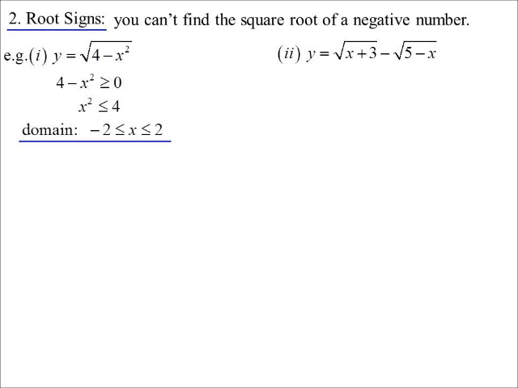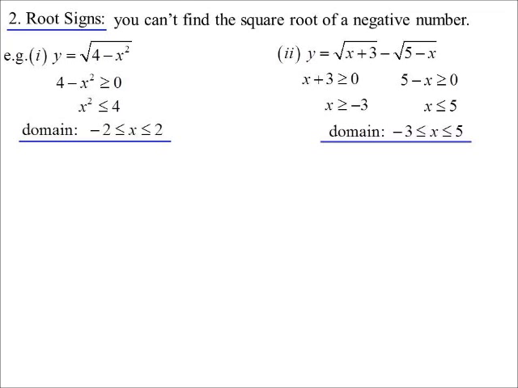Two square root signs, but again, both of them must obey that rule. So I know x must be greater than or equal to minus 3. I also know x must be less than or equal to 5, but both must be true. So I'm looking for the points that are both greater than or equal to minus 3 and less than or equal to 5. So that would be the domain of x is in between minus 3 and 5.